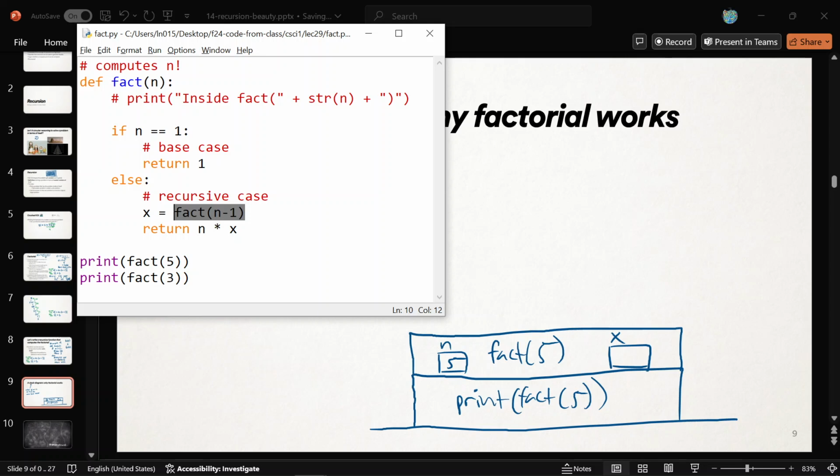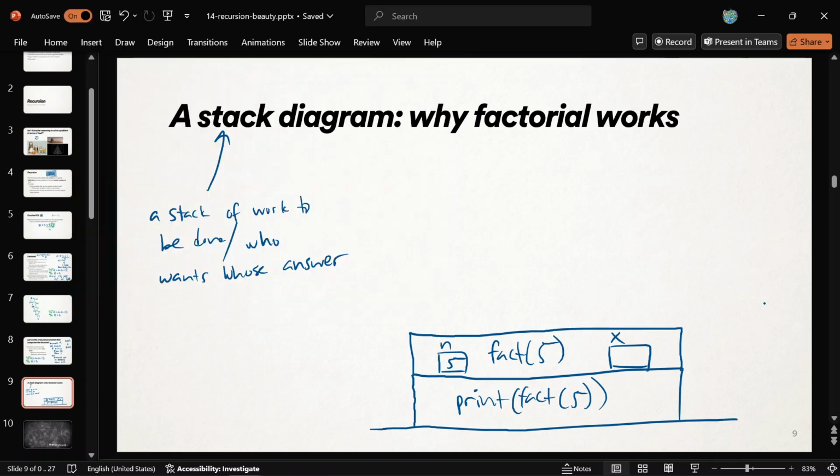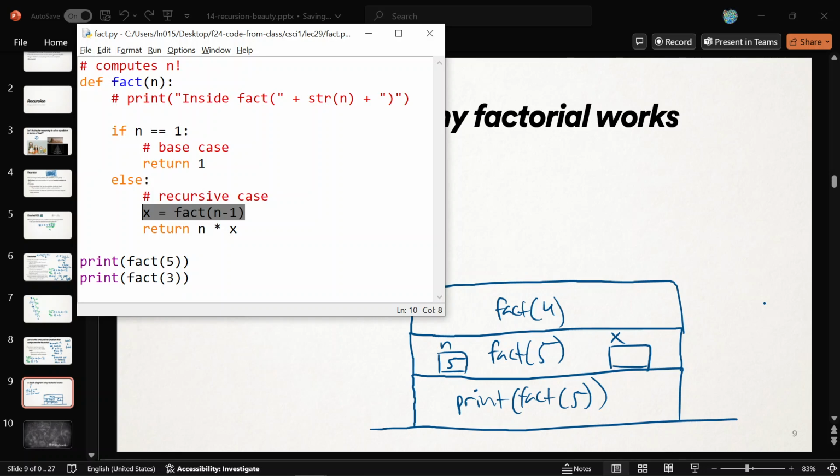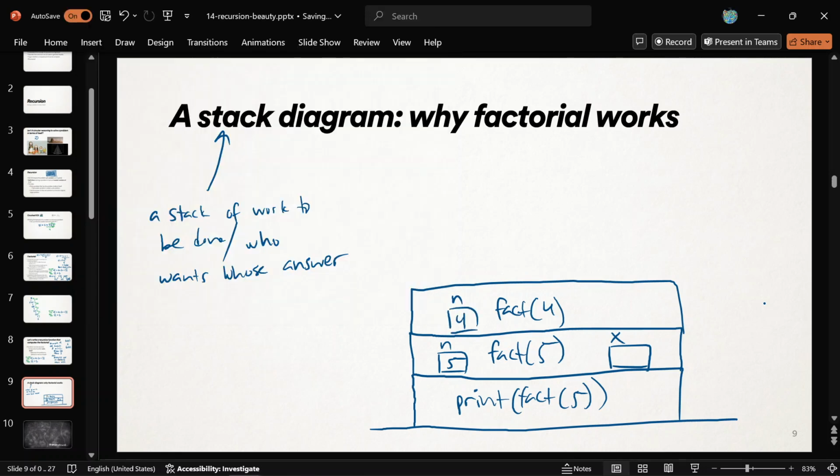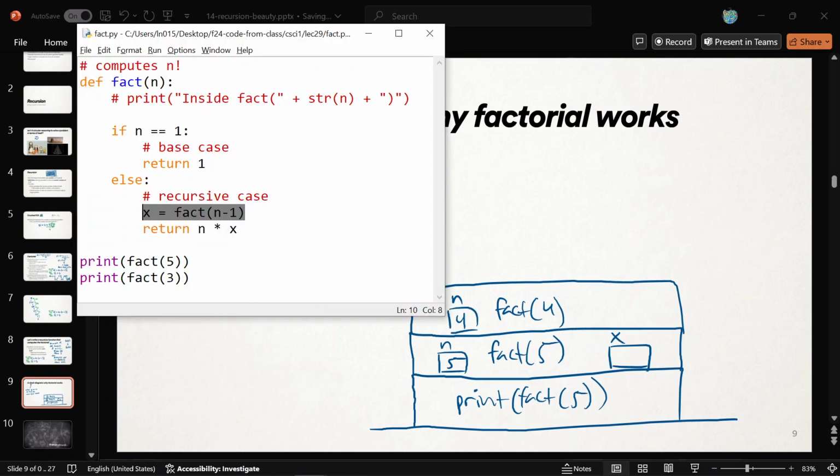So fact of 5 calls fact of 4. It's going to pause on this line because it needs the answer in order to continue. It doesn't have it yet. It has to go and ask ever so nicely for fact of n minus 1 to do its job. All right, so fact of 5 is going to call fact of 4. And so that is more work to be done. Does that make sense? So fact of 4 is the star of the show right now. It's the one in charge. Its n is 4 now. It's another call to fact with a separate n value. And it's going to run all over again.